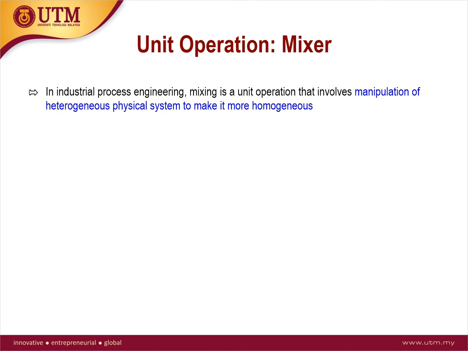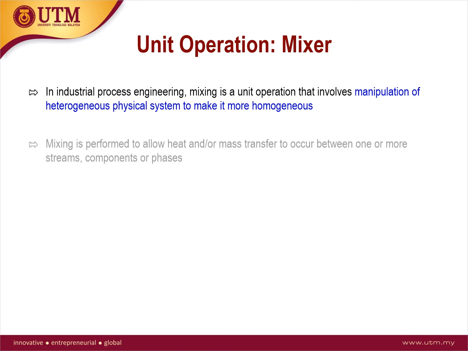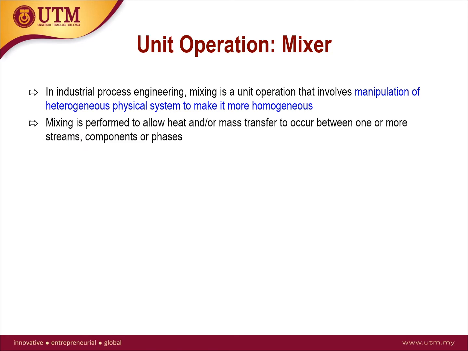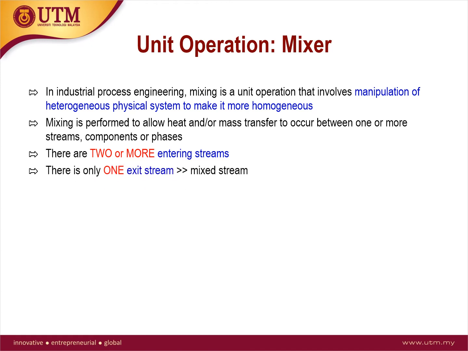In industrial process engineering, mixing using a mixer is a unit operation that involves manipulation of a heterogeneous physical system in order to make it more homogeneous or well mixed. Mixing is performed in order to allow the heat or the mass transfer of the molecules of a component or substance to occur between one or more streams, components, or phases. There are 2 or more entering streams and only one exit stream for the mixer.